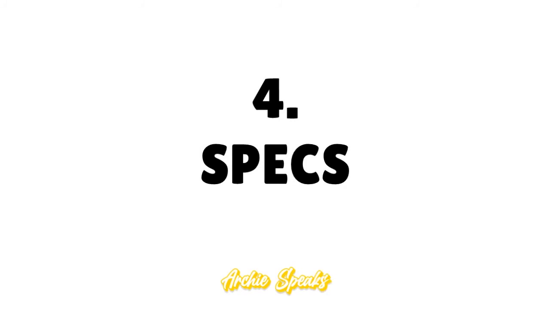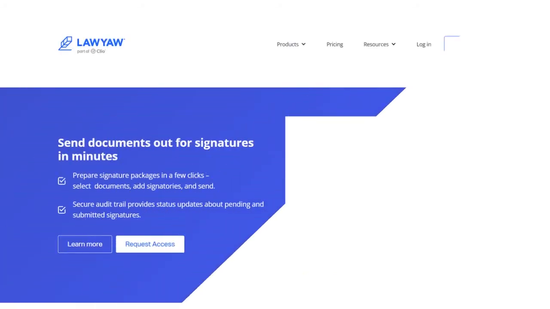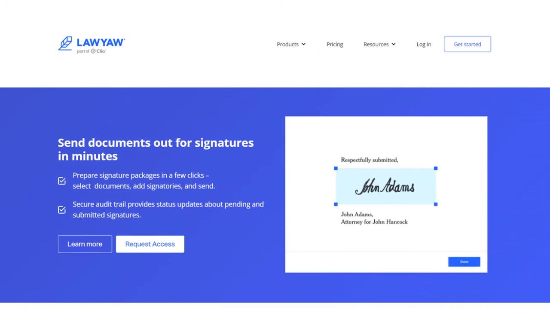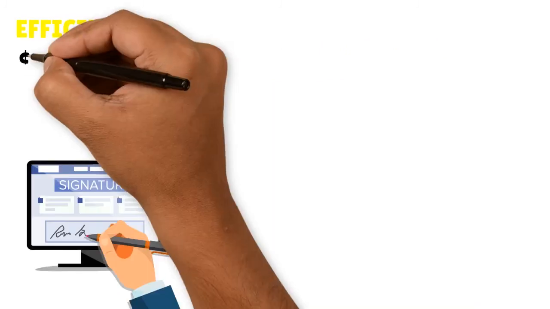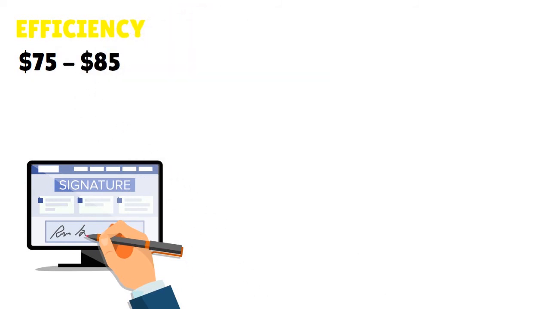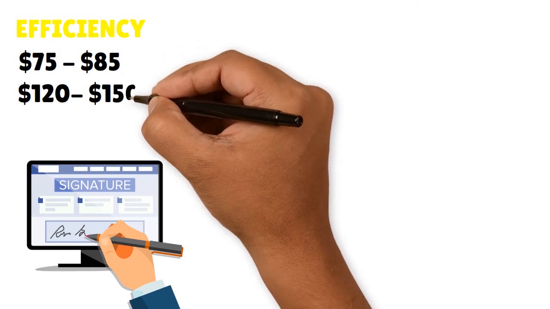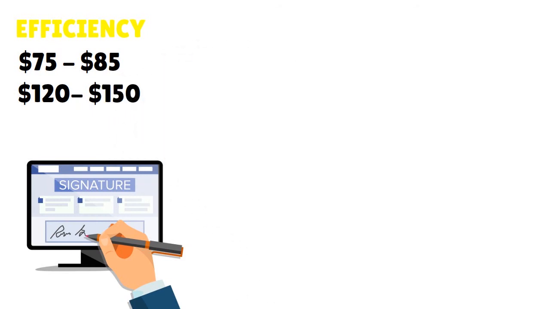Let's talk about the specs here. When we talk about Lawyaw, one thing I want you to understand is that the pricing, I'll go in depth with the pricing later on, is based on what you want. If you want the court forms library, you might be paying like $75 to $85 per month, with $30 per additional user per month. Otherwise, you can get all the platform's features for a price of $120 to $150 per user per month. You also need to add 30 or 35 bucks per additional user per month.